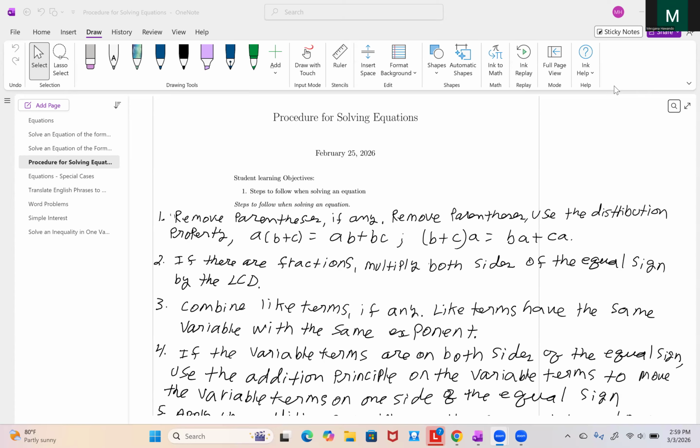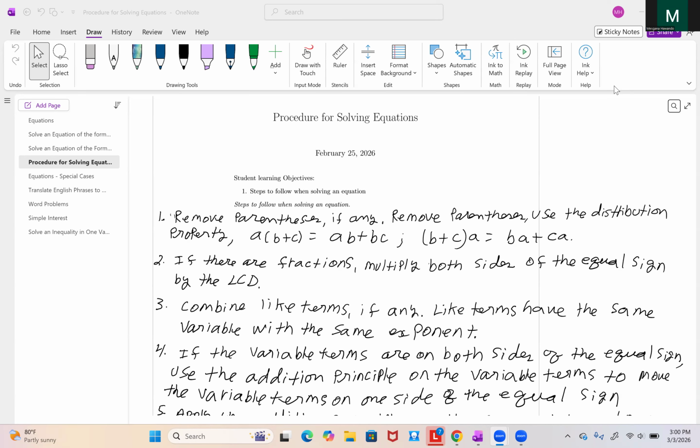Procedure for solving equations. Student learning objectives. 1. Steps to follow when solving an equation. Step 1: Remove parentheses, if any. To remove parentheses, use the distribution property.